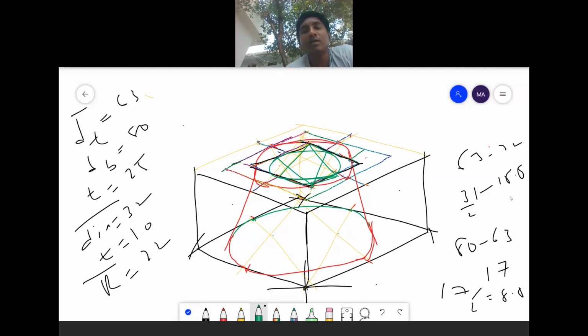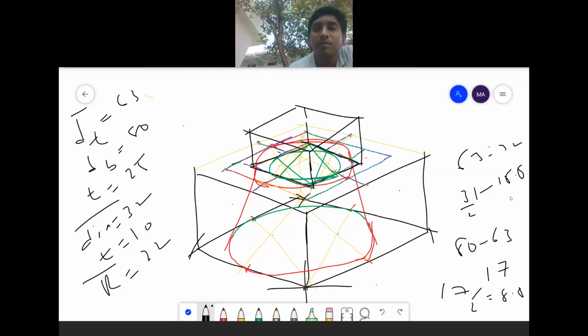Understand? After that, again the thickness is 10 mm. I am extending it to 10 mm. Then here also from the top vertex I am extending it to 10 mm. Understand? Then again I will mark the centers here. Here one center, here, here, and here.